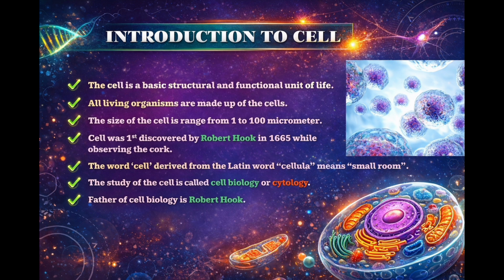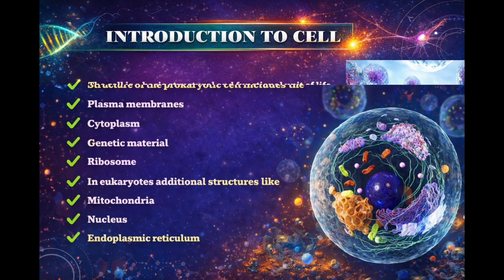The cell was first discovered by Robert Hooke in 1665. He observed a dead cell under a microscope while observing cork. The word cell was derived from the Latin word cellula, which means a small room. The study of cells is called cell biology or cytology. Since the cell was first observed by Robert Hooke, he is called the father of cell biology.